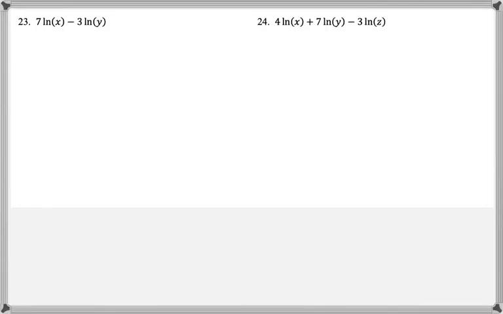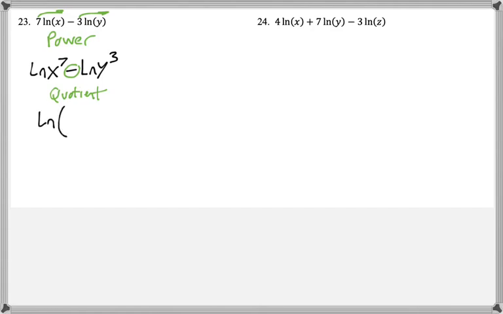On 23, I'm condensing the logarithms. So my first step is going to be to use the power rule to bring up these coefficients as exponents. So this is going to be ln of x to the 7th minus ln of y to the 3. And then this subtraction sign tells me to combine them using the quotient rule. So my final answer will be ln of x to the 7 over y to the 3.